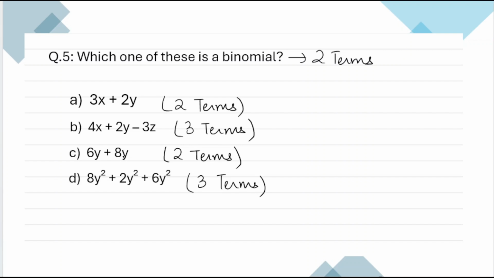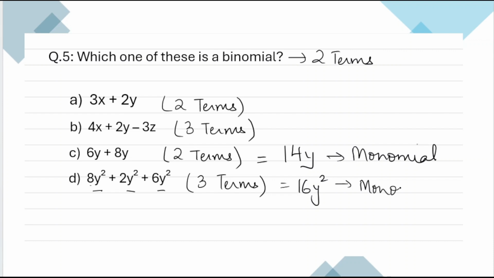If I look at C part, 6y plus 8y, are these like terms? 6y plus 8y, they are like because their variable part is same. So if I add 6y and 8y, I will get 14y. So this is not a binomial. This turns out to be a monomial. What about the last one? Three terms, 8y square, 2y square, 6y square. So are they like terms? Yes, all of them have the variable part as y square. So 8 plus 2, 10, 10 plus 6, 16. So it turns out to be 16y square, which is again a monomial.